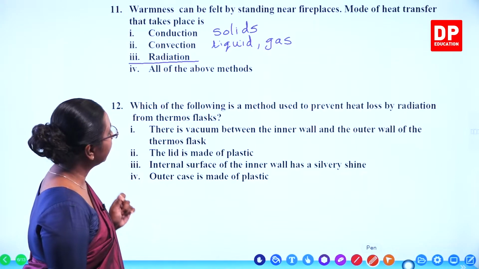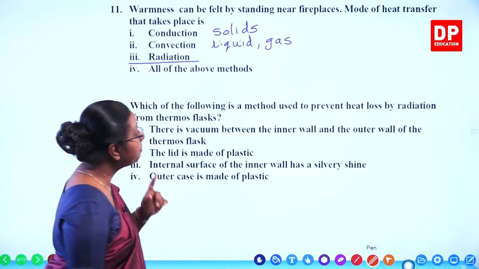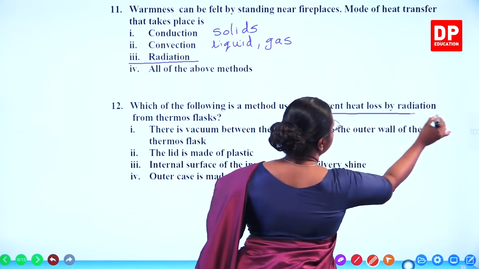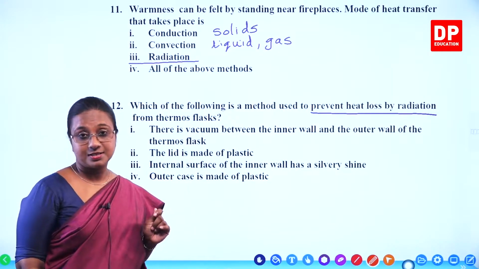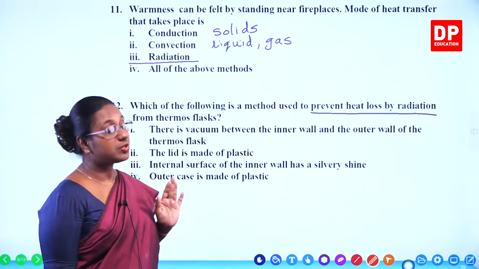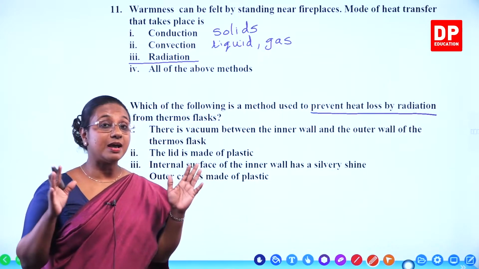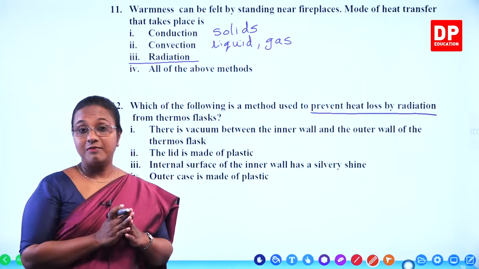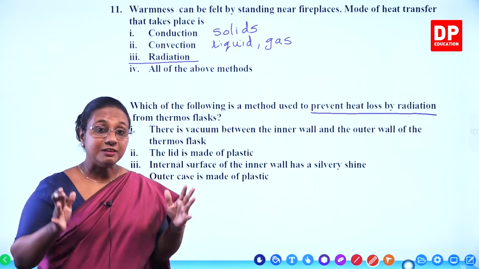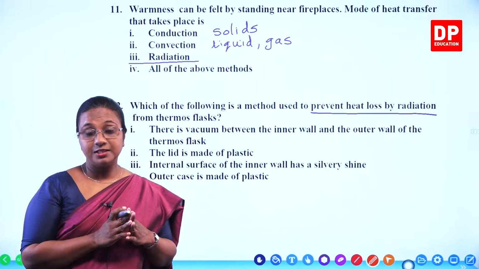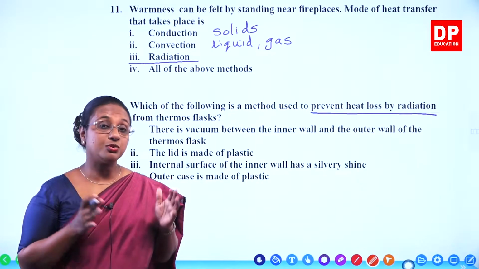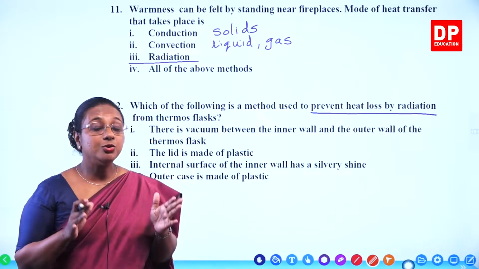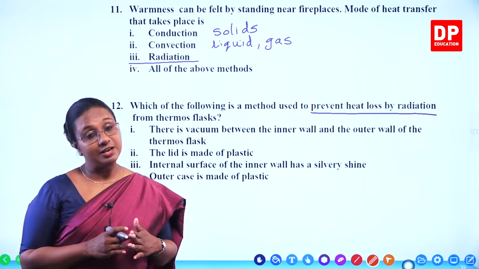Which of the following is a method used to prevent heat loss by radiation from the Thermos flask? So here, in a Thermos flask, students, you all can remember there are many methods of preventing heat loss. One thing, we have the outermost case that is made up of an insulator so that it doesn't allow heat to be conducted out into the environment.